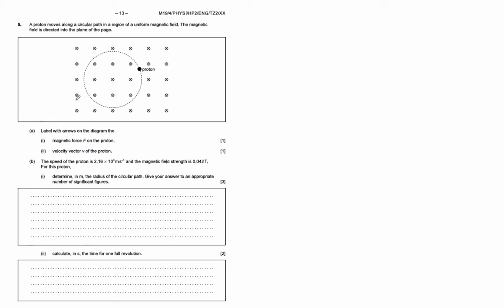Okay, so a proton moves in a circular path in a region of uniform magnetic field. Notice that B is into the page, right? Now they want you to label the velocity vector V of the proton. The velocity is tangential, so it's either that way or it's this way.